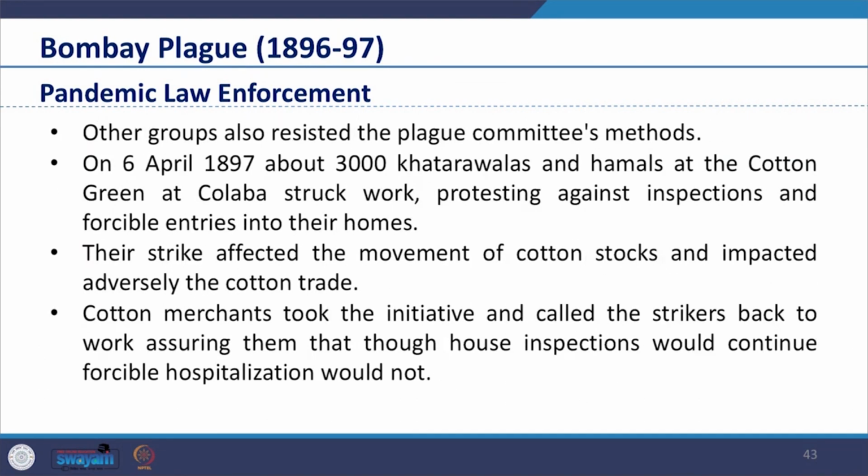Other groups also resisted the plague committee's methods. On 6th April 1897, about 3,000 Khatrawalas and Hammals at the Cotton Green at Colaba struck work, protesting against inspection and forcible entries into their homes. Their strike affected the movement of cotton stocks and impacted adversely the cotton trade. In this case, cotton merchants took the initiative and called the strikers back to work, assuring them that though house inspections would continue, forcible hospitalization would not.